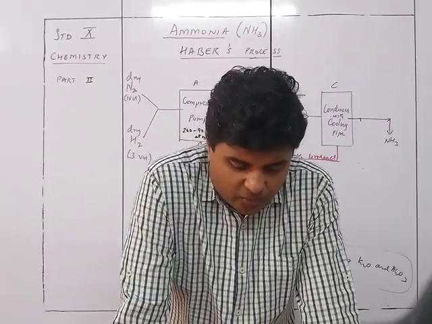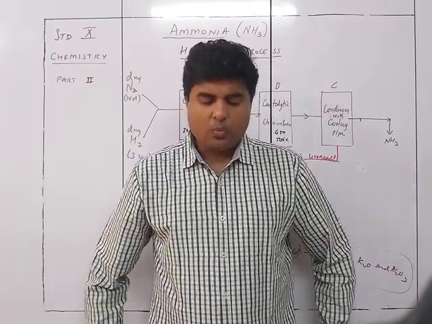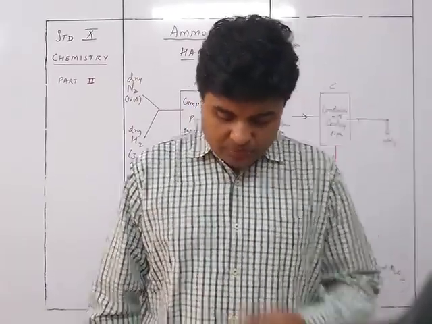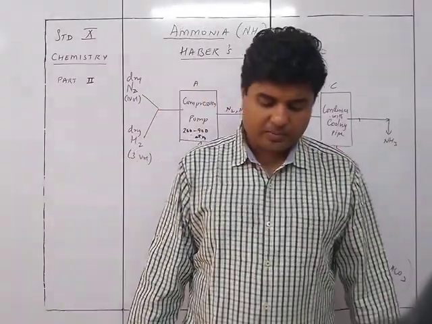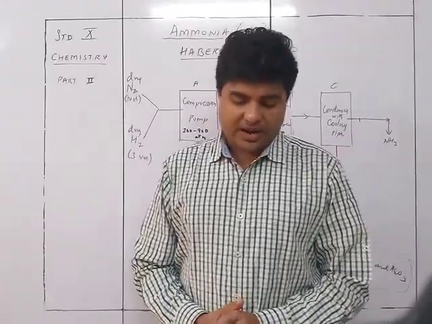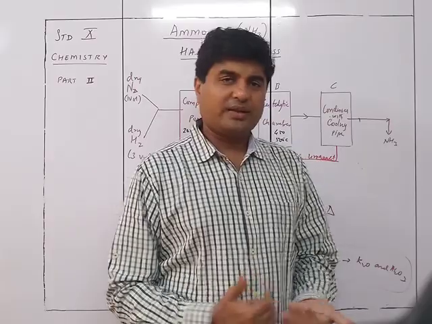Another option: dissolving in water. Ammonia is highly soluble in water. 1 volume of water dissolves 702 volumes of ammonia at 20 degrees Celsius and 1 atmosphere, whereas nitrogen and hydrogen are almost insoluble in water. So that is another option.